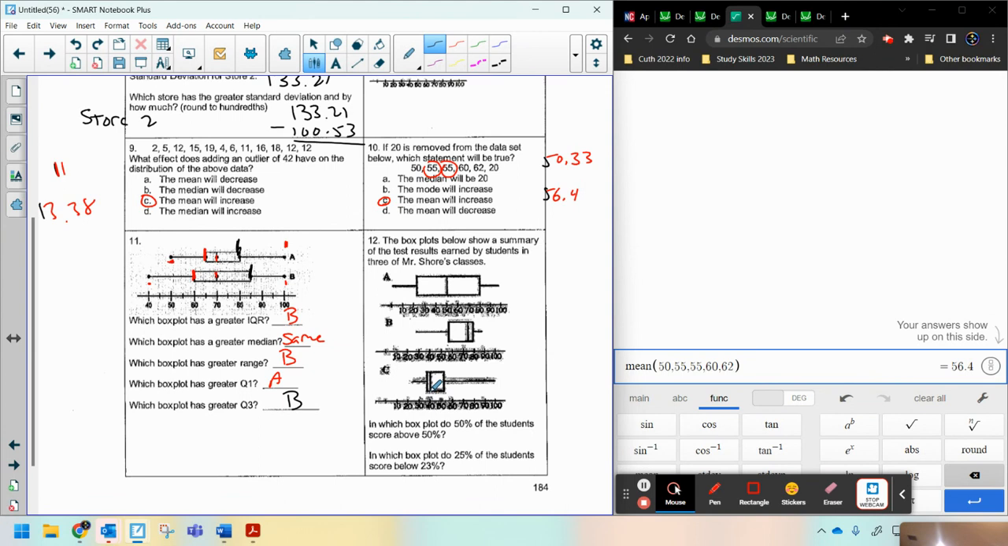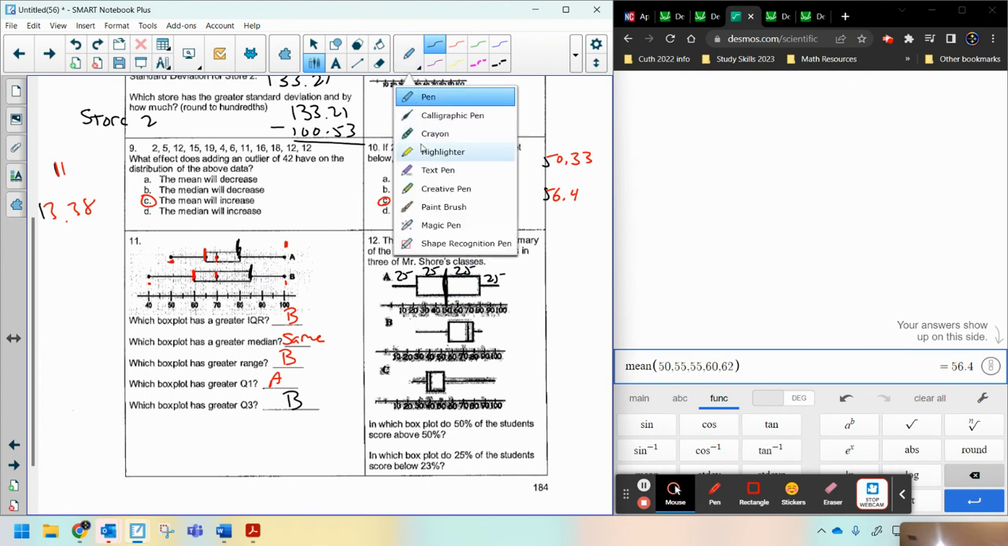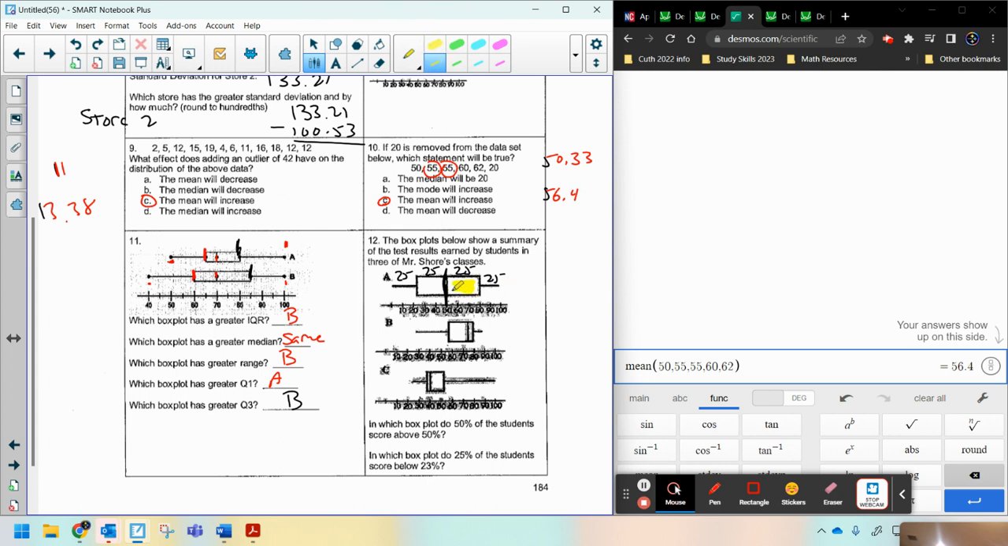All right, number 12. We're moving here. Box plots show, and they want to know in which box plot do 50% of the students score above 50? Let's remember this is 25%, this is 25%, this is 25%, this is 25%. 50 is right here. So if we add up these two 25s on the right, the two that are right after 50, that's going to total 50. 25 plus 25. So that's going to be A.